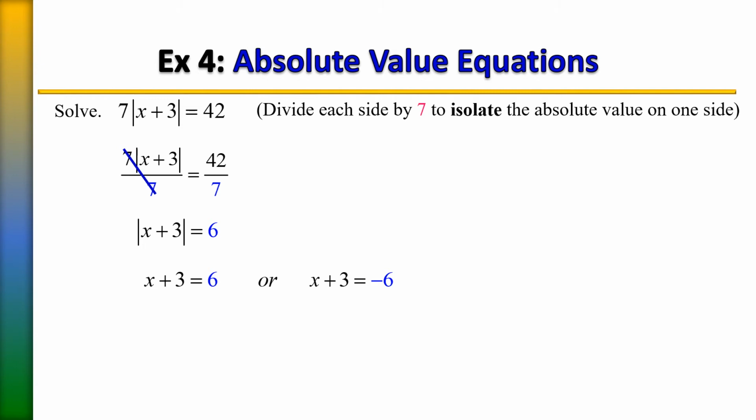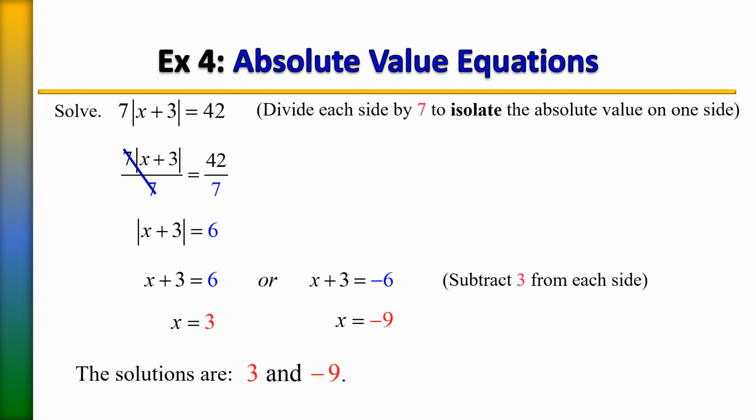To solve both of these equations, we're going to have to subtract 3 from each side. And when we do so for the first equation, it's going to leave us with x equals 3. And for the second equation, it's going to leave us with x equals -9. So our two solutions then are 3 and -9.